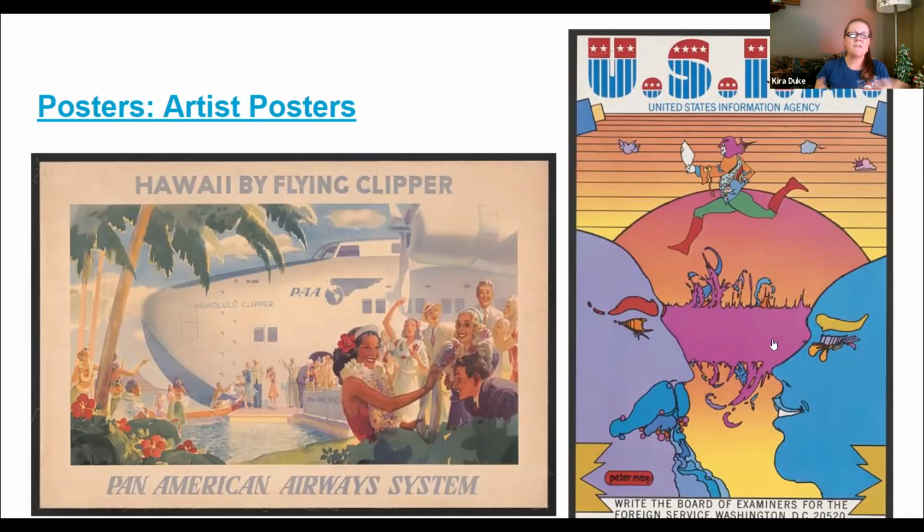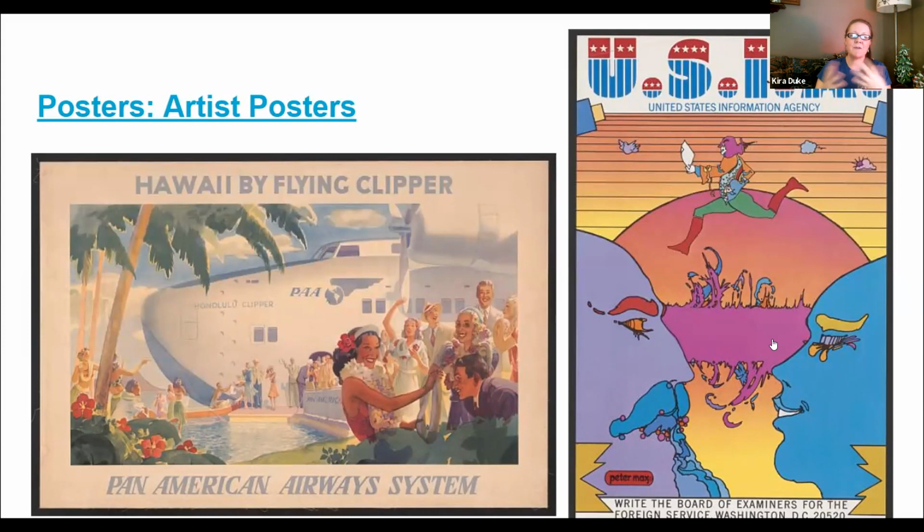So thinking about these two examples that I've pulled out here, the first one we see there on the left is advertising a Hawaii fly-by clipper. So what is the purpose of this poster, do you think? Right, it's tourism. We're promoting going to this exotic location. Definitely wanting to sell Pan Am as a business, as a way to get to these remote, exotic places. So that's definitely what we're trying to do here in this particular poster.